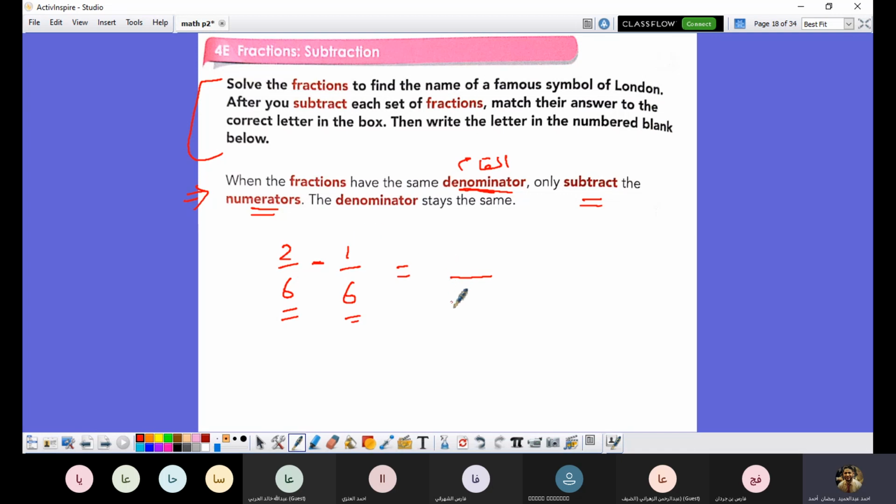The denominator stays the same, and we find the result of 2 minus 1. So I will write 2 minus 1 equals 1, and the result is 2 over 6 minus 1 over 6 equals 1 over 6.